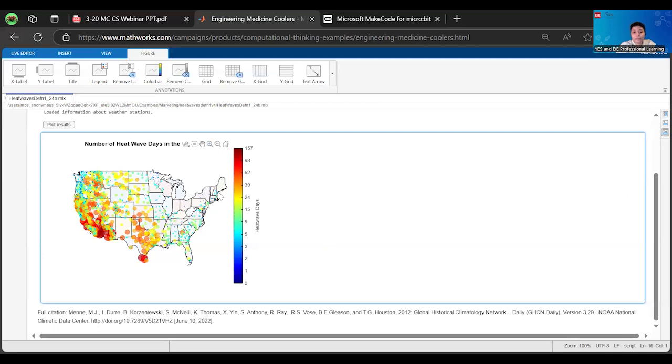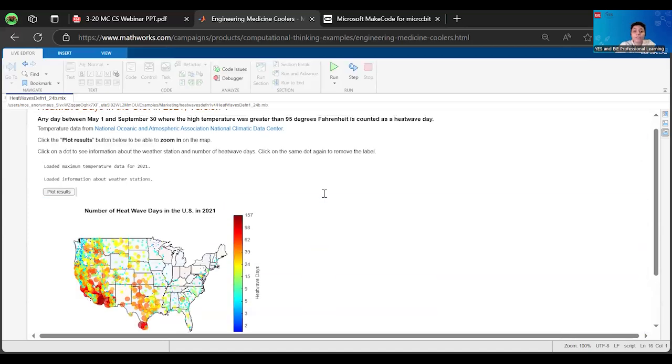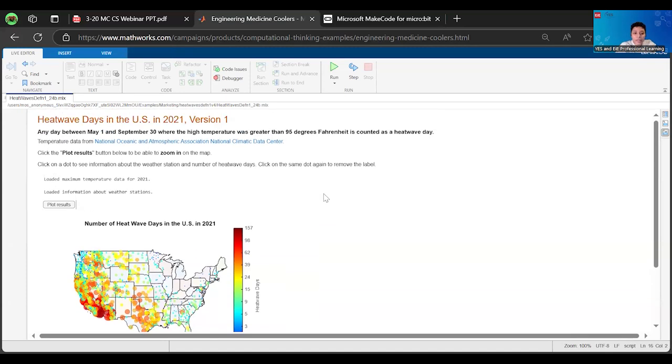Sometimes it is a little slow with the zoom in feature, just by the way, they were working on improving this with MathWorks themselves. But if we go to Boston, you can see with that definition, any day between May 1st and September 30th, over 95 degrees, it puts Massachusetts and Boston having 6 heat wave days. So that's really the goal here, is that they understand what they're looking at in these visualizations before they get started and dive into some other things, as well as having a discussion about this particular definition.